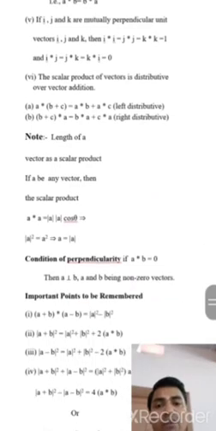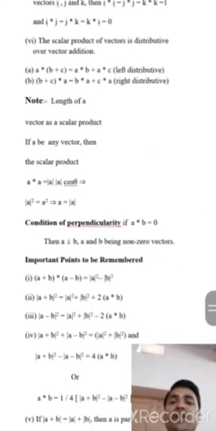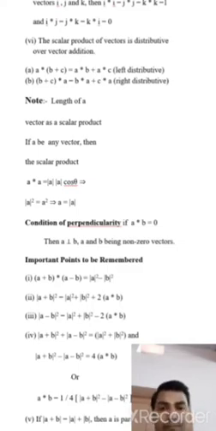Okay, now next, the scalar product of vectors is distributive over vector addition. First part: A·(B plus C) equals A·B plus A·C. It's called the left distributive law. Now the second part: (B plus C)·A equals B·A plus C·A. It's called the right distributive law.